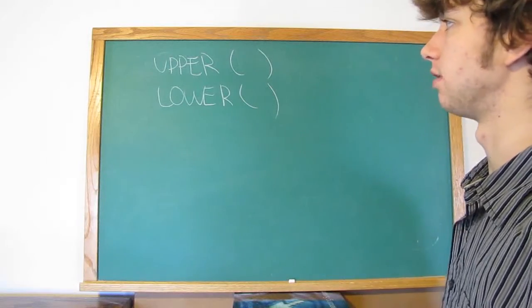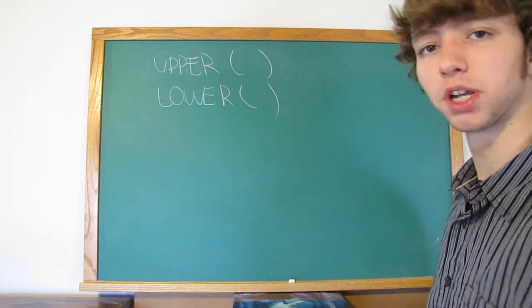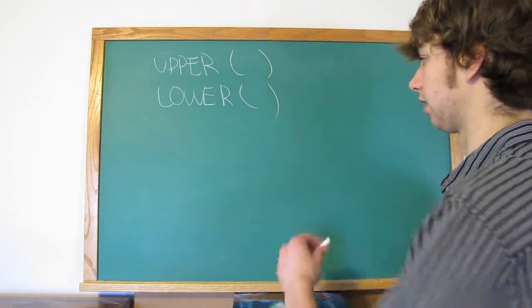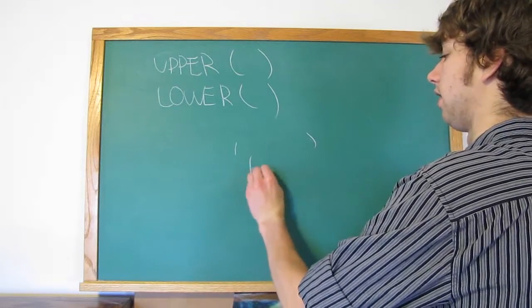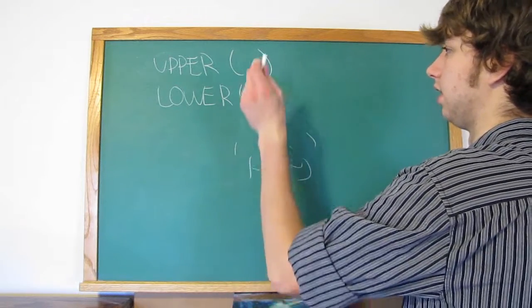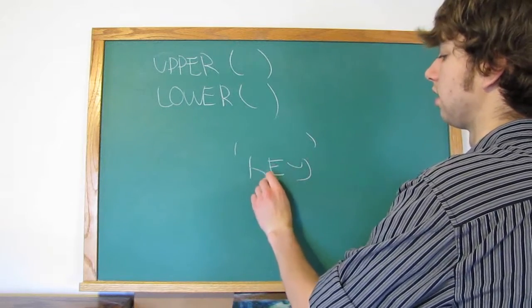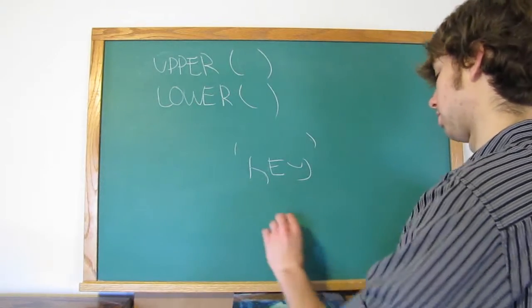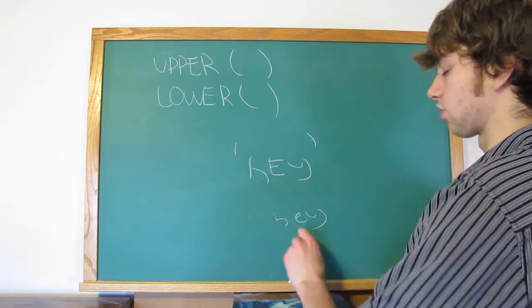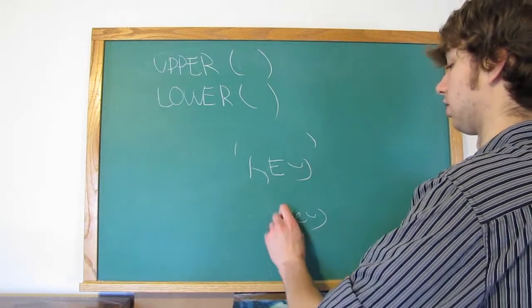Here are two very simple string functions, upper and lower. Basically all these do is uppercase or lowercase an entire string. If I put hey within, actually let's make this hey with a capital E, so it's lowercase h, capital E, y. Within the lower, it's going to bring it down to lowercase h, e, y. And if I put it within the upper, it's going to make them all capital.